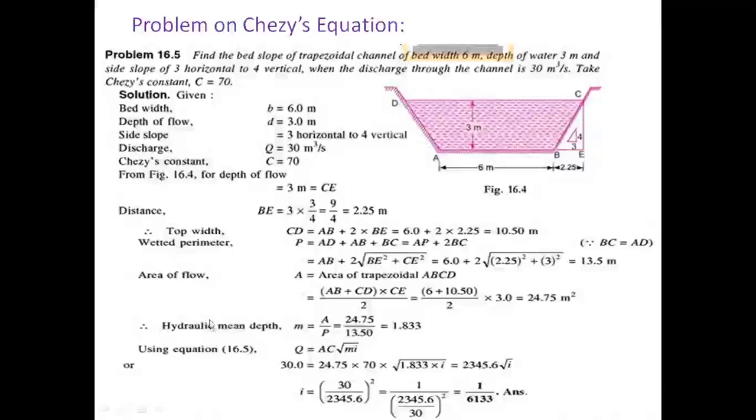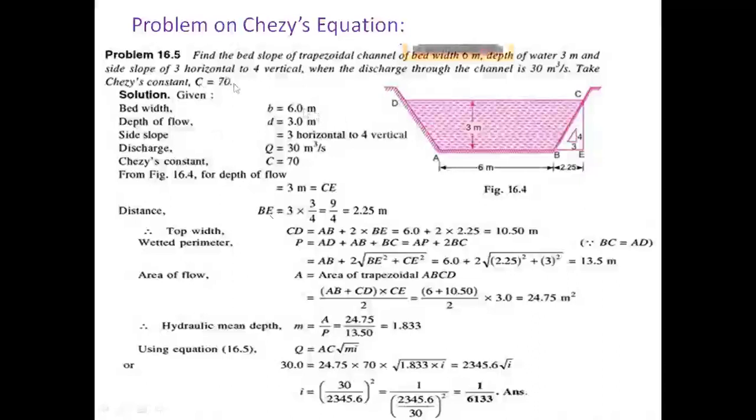Now coming to the hydraulic mean depth value, small m equal to A by P, wetted area by wetted perimeter. That is 24.75 by the perimeter value 13.5 meters. Dividing, the value is 1.833. The hydraulic mean depth value is 1.833. Now find out the discharge.